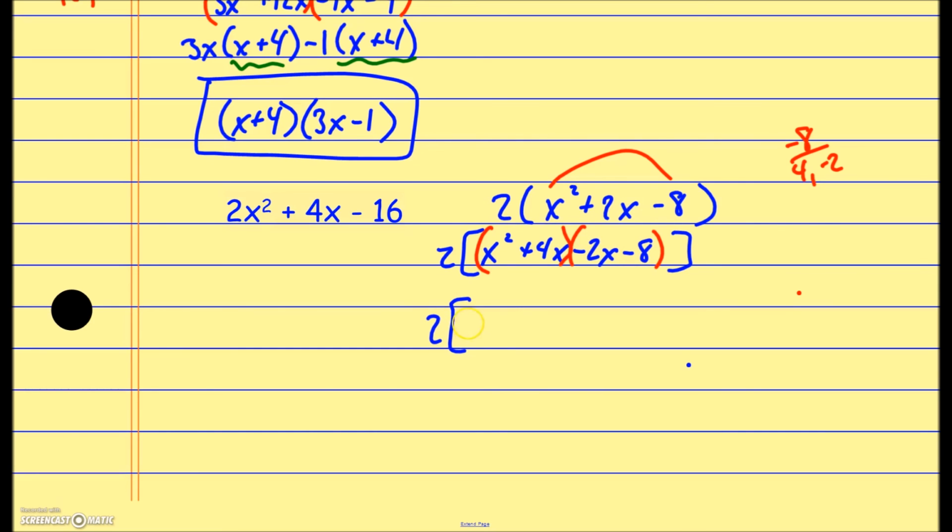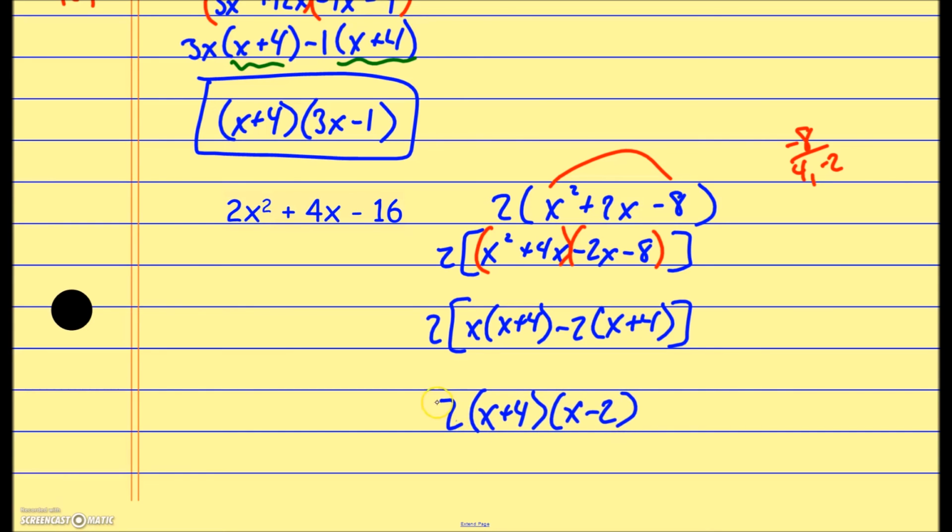Out of the first two terms, I can factor out an x, which leaves me with an x plus 4. Out of the second two terms, I can factor out a negative 2, which leaves me with an x plus 4. So now I can kind of see my two factors in the parentheses here. My two factors in the parentheses are going to be the x plus 4 and the x minus 2. But then this 2 that's kind of been tagging along for the ride just keeps on tagging along for the ride, and that's it.